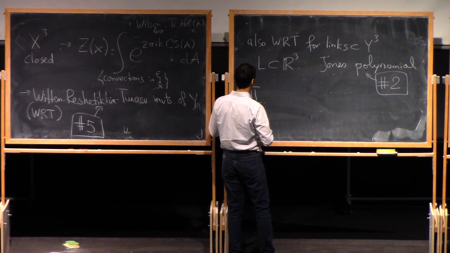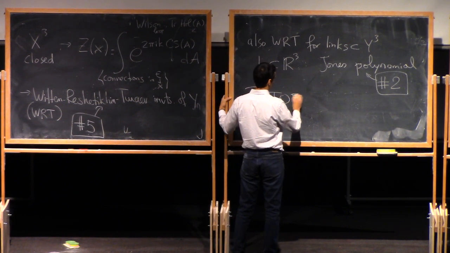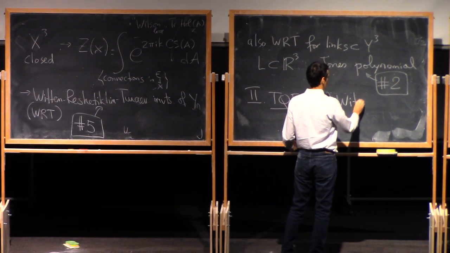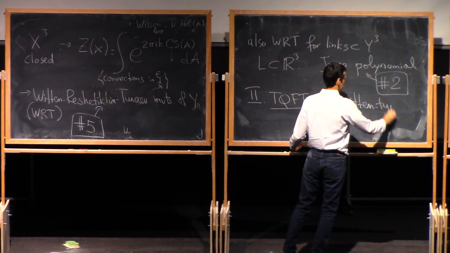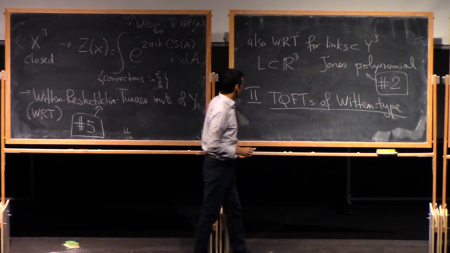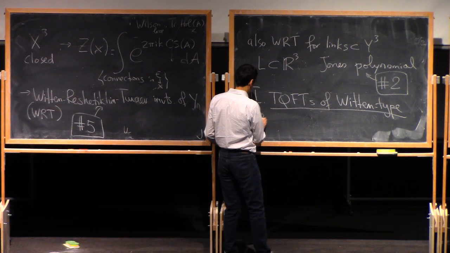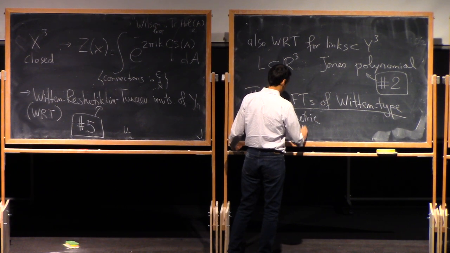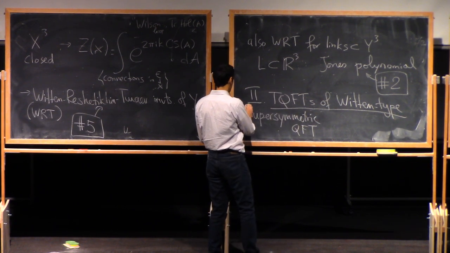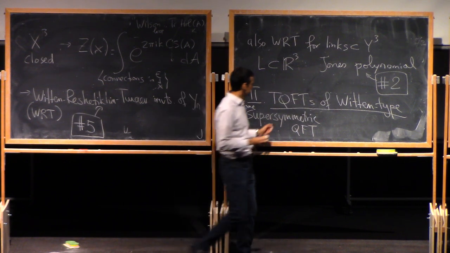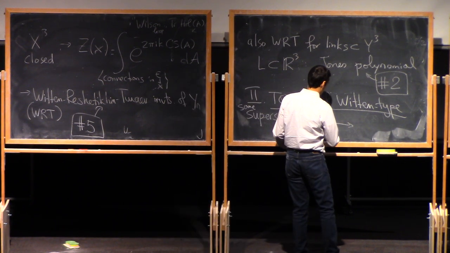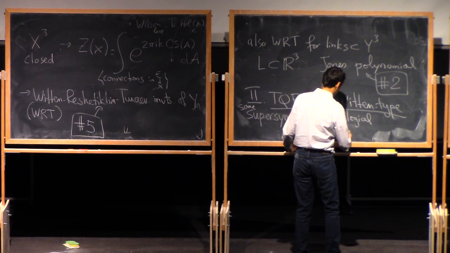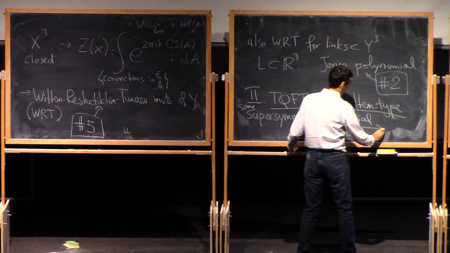So these are what's called TQFTs of Schwarz type. Then the other way that TQFTs come from physics are TQFTs of Witten type. And this happens in the presence of supersymmetry. So basically some supersymmetric quantum field theories, not all of them, you need some property. You can do something that's called a topological twist, and get some TQFT.